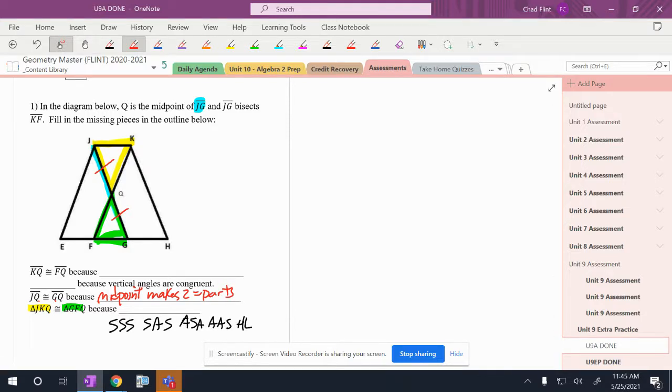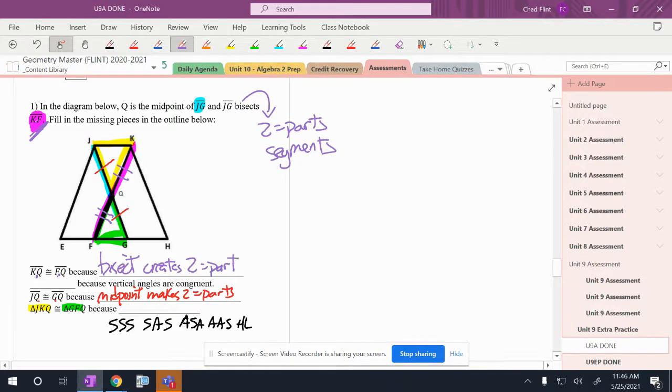Okay. Then it says JG bisects KF. So KF right here gets bisected by JG. That means 2 equal parts also. And remember, I'm cutting a segment in half, so they're going to be segments, not angles. All right, so they're going to be here and here. Make sure you use 2 marks on them because now we have something a little different. That's KQ, which is this guy, and FQ, which is this guy. So because bisect creates 2 equal parts.